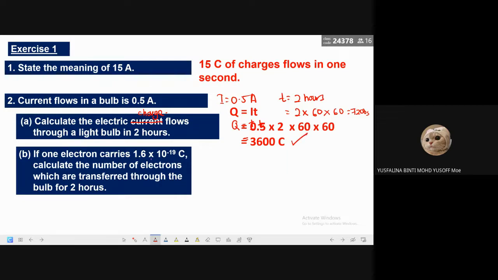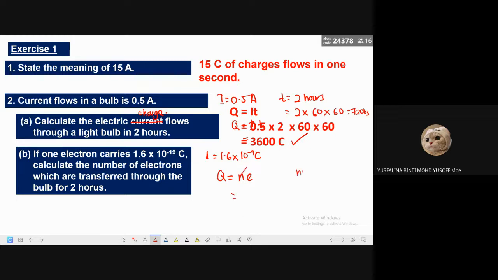Okay, if one electron carried 1.6 times 10 power of negative 19 coulomb. So this is the charge, okay, the charge for the electron. Calculate the number of electrons. So we need to use this formula. Q is equals to Ne. Okay, Q is equals to Ne. N is the number of electrons.